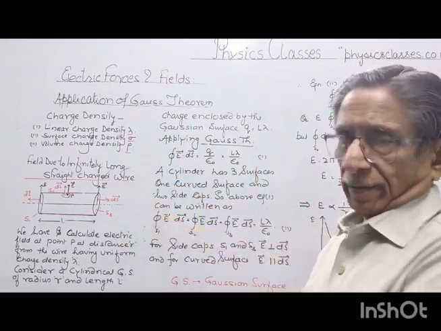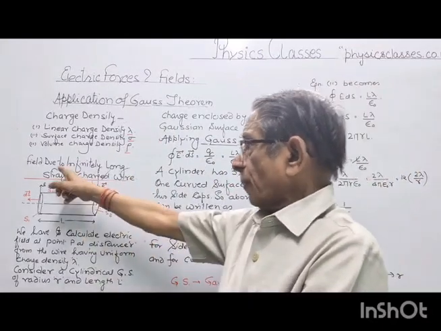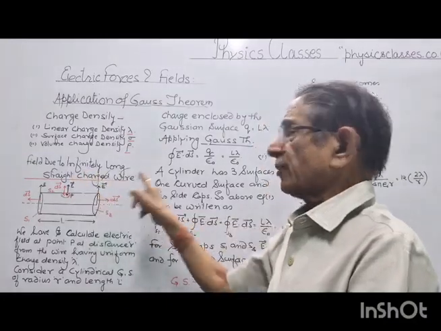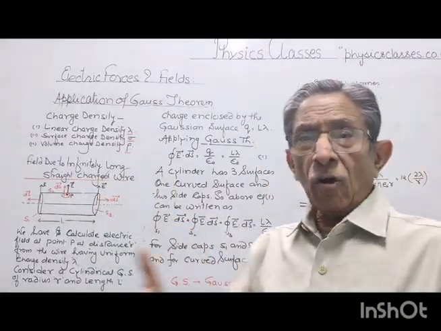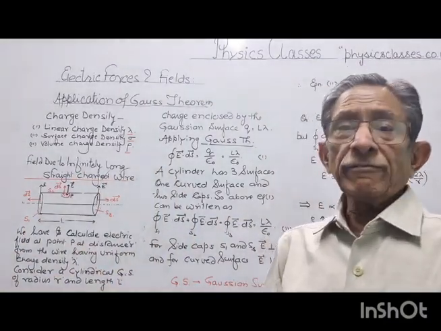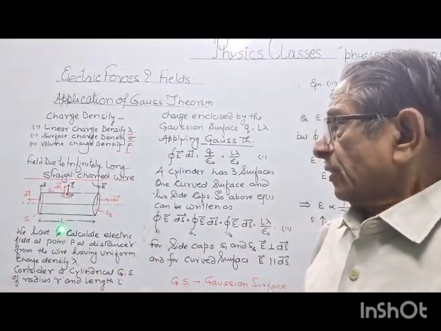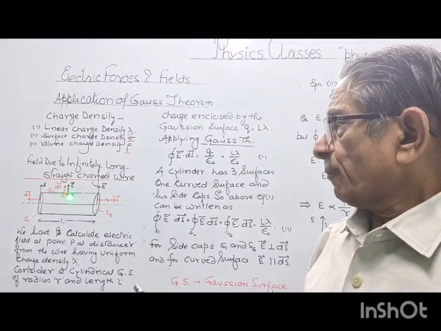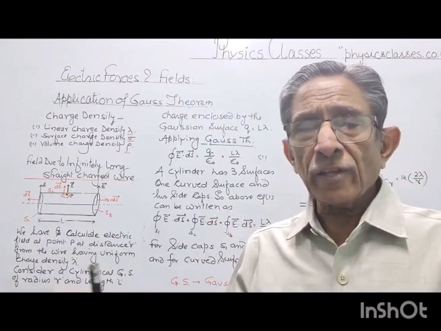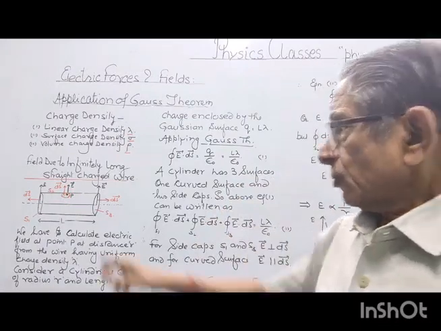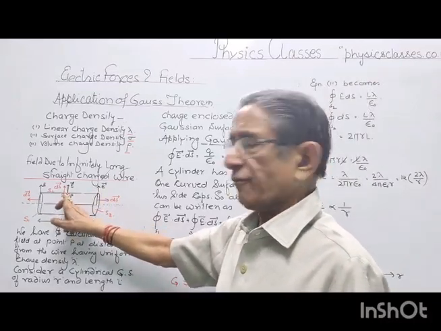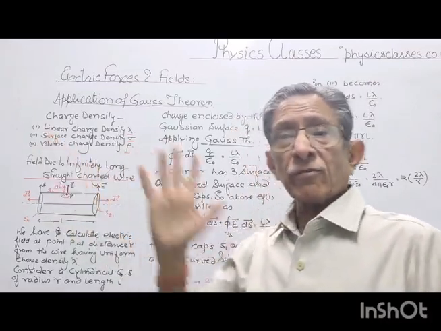Now come to the topic. The topic is field due to an infinitely long straight charged wire. There is a long straight charged wire, infinitely long. Infinitely long means the distance r of the point P from the wire is very small in comparison to the length of the wire. So this is a wire. Due to this wire, we have to calculate the electric field at a point P near the wire.